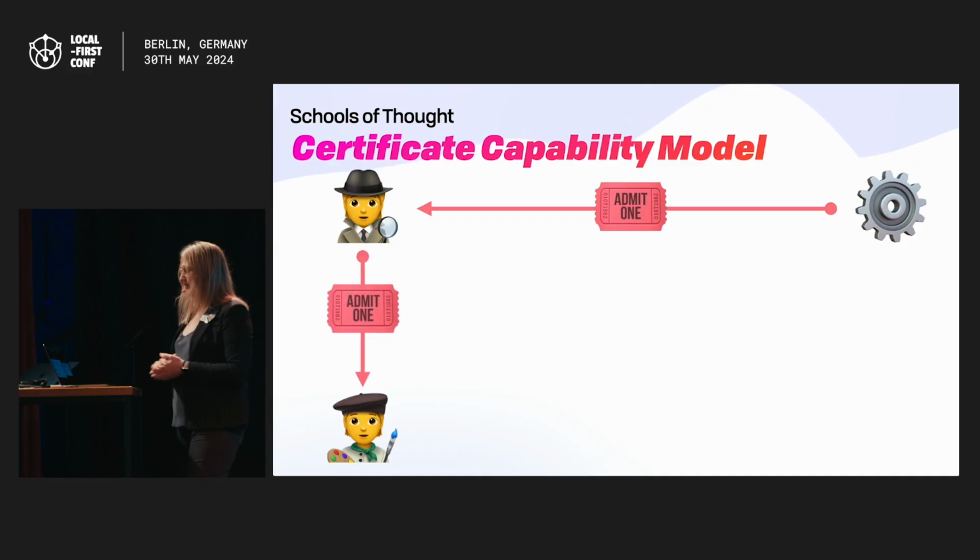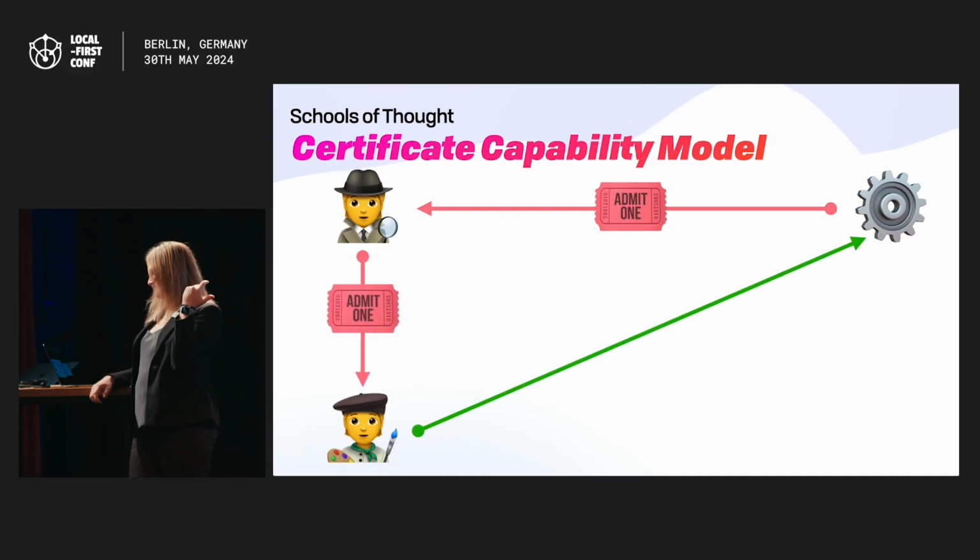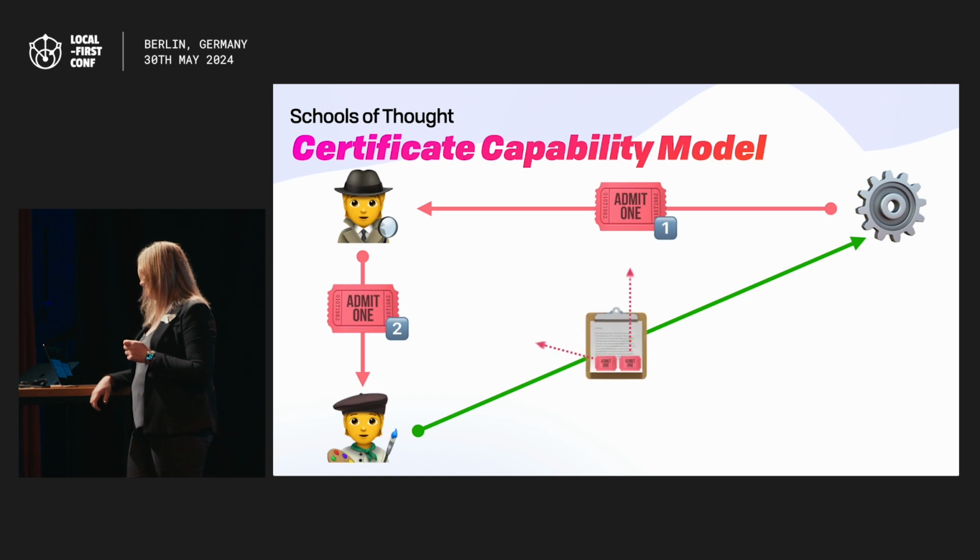So we create a chain of certificates that are signed cryptographically and point at these different users, these different agents in the system. And now when this artist goes to access this resource, they include the entire chain behind it. And nobody has to be online. Nobody has to route anything. It just goes directly, as long as you've included the certificates itself.